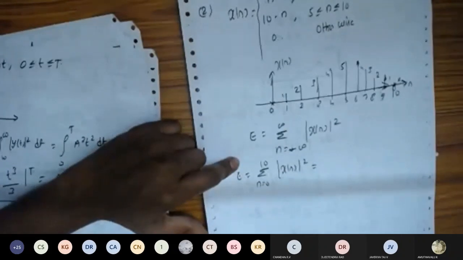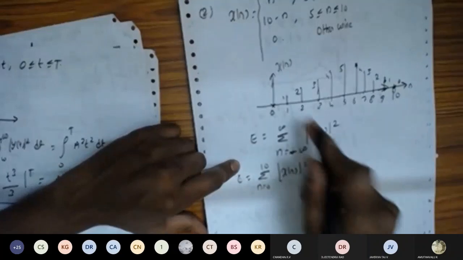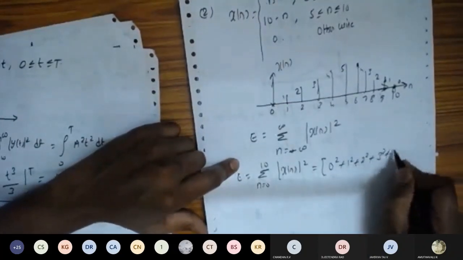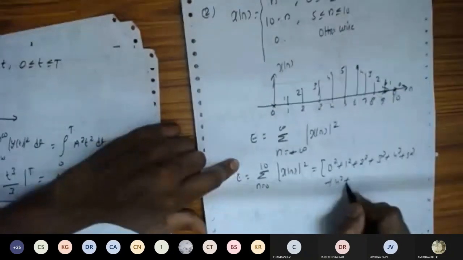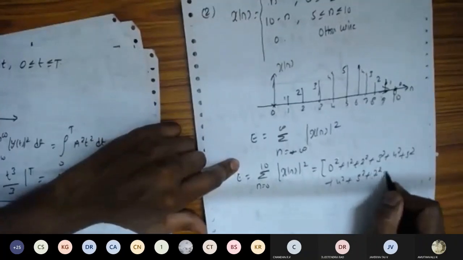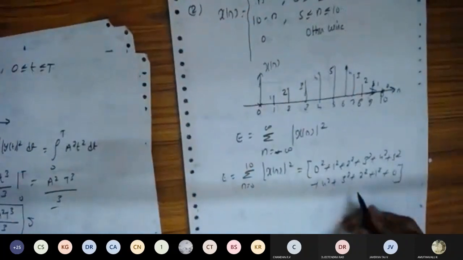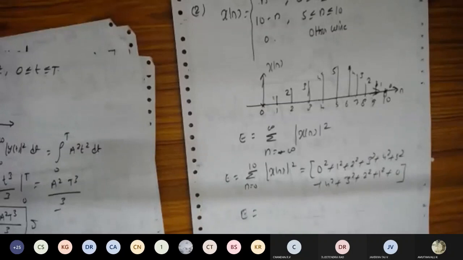Let us see, we know the values for these signals here. For n is equal to 0, it is 0 square. For n is equal to 1, it is 1 square, plus 2 square, plus 3 square, plus 4 square, plus 5 square. Again from here, it is 4 square, plus 3 square, plus 2 square, plus 1 square, plus 0. So let us take the square of this and find the energy. How much energy do you get? Calculate.